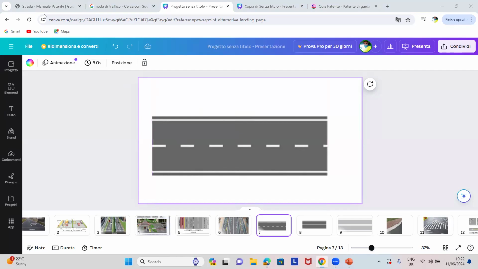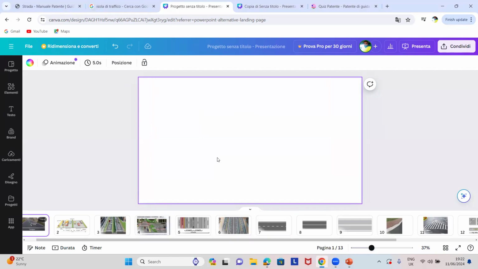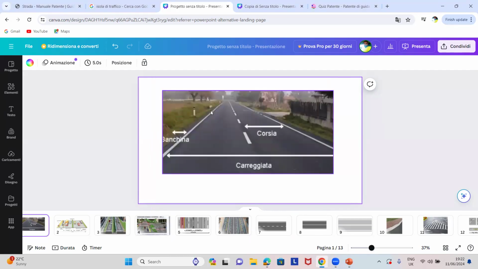Now, okay, remember carreggiata: from the borderline you see here up to this other borderline. This picture is a realistic picture of what you will see on the road. Now, what is corsia? Corsia is half of a carreggiata. Another name for corsia in Italian is semi-carreggiata. The English name for corsia is lane.